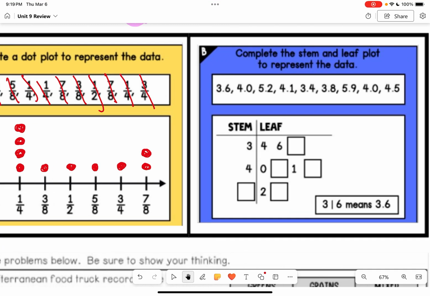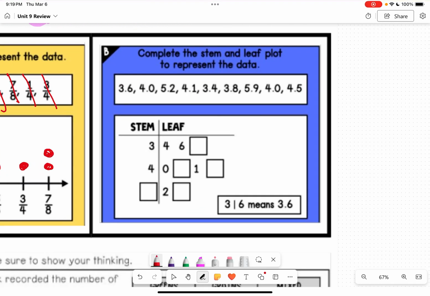All right, let's go to B. On B, it's the same process. They give us a bunch of numbers, or decimals in this case, and they want us to plot them onto the stem and leaf plot. I'm going to take it step by step and make sure I mark what I see as I go.